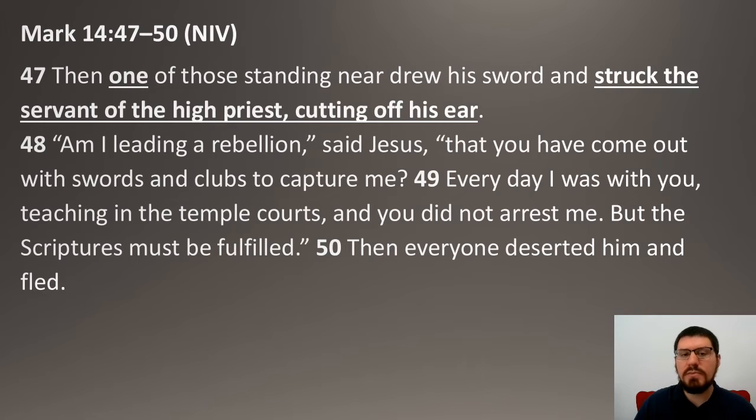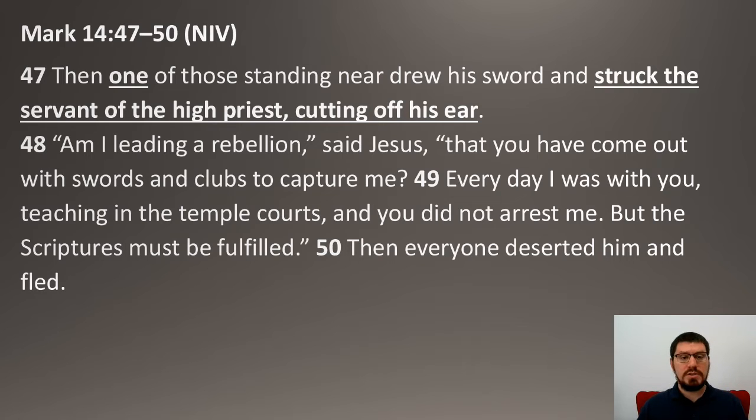So here the details that we include is that one of those who was standing around struck the servant of the high priest, cutting off his ear. Those are some of the details we have. We definitely see one of them attacks with a sword. That's a foundational statement in Matthew, Mark, and Luke's gospel. And how Jesus responds in this conversation depends on which gospel; it depends on how much information you get.